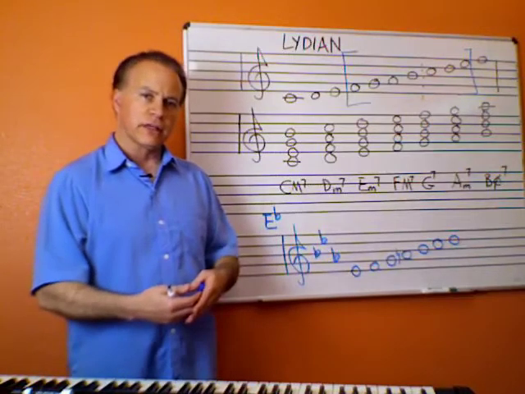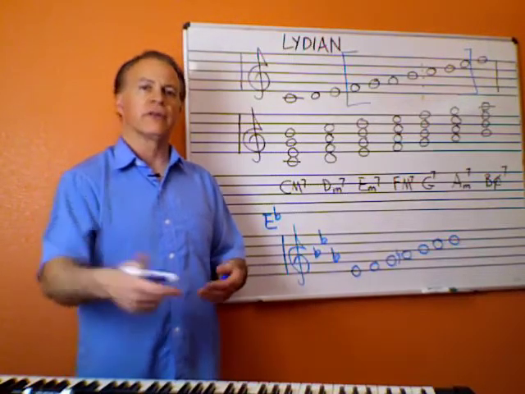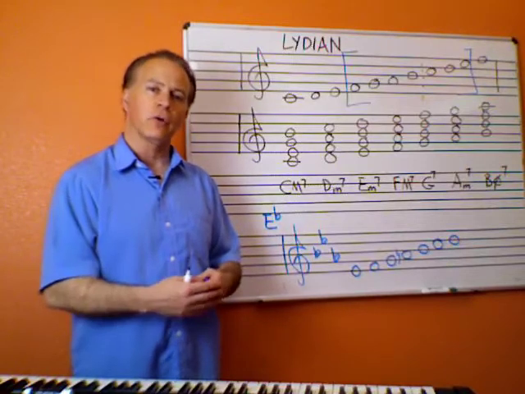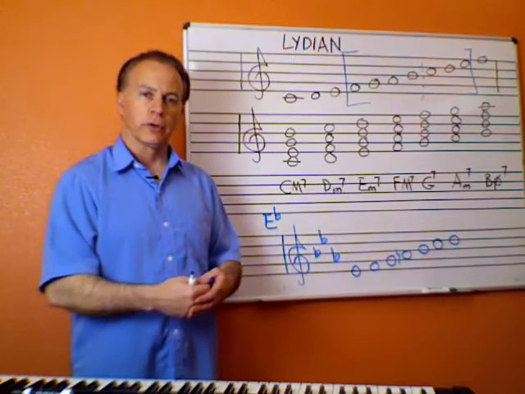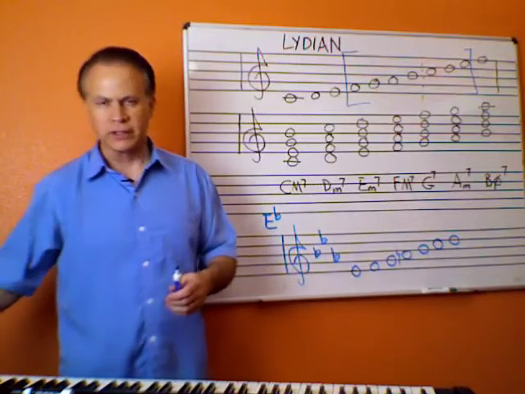That would be the scale that I would use if I had an E flat major 7th chord functioning like a 4. Like, for example, in the key of B flat, if it was the 4th chord in the key of B flat. Let's try another one a different way.